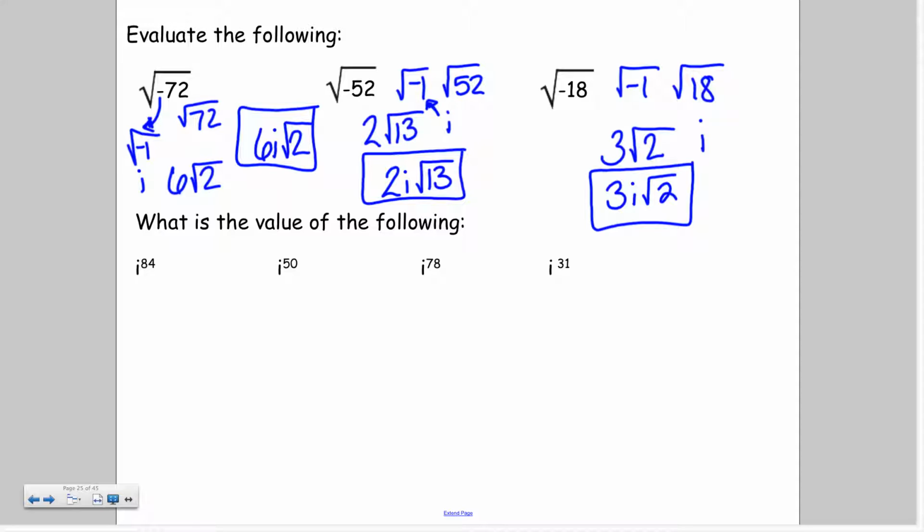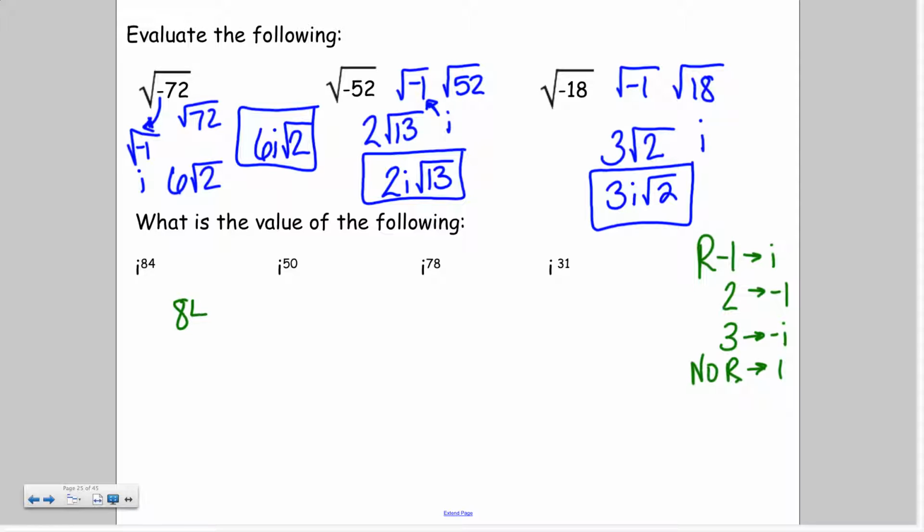All right, now these you cannot use a calculator because we want a remainder. And remember, if we have a remainder of 1, we get i. 2, we get -1. 3, we get -i. And no remainder, we get 1. All right, so that's our little trick over there.